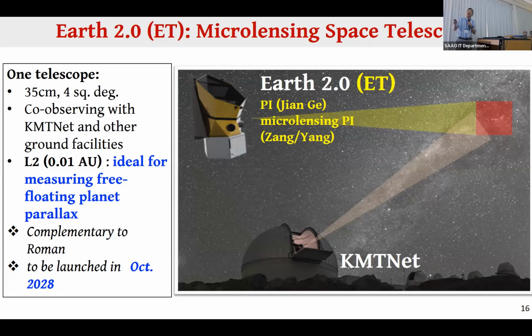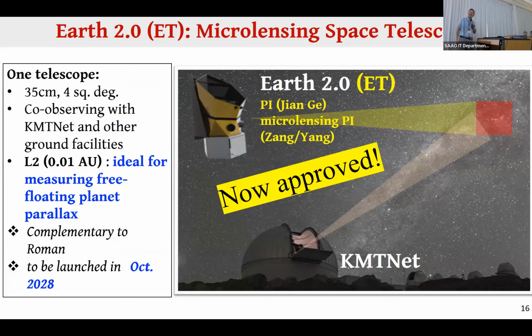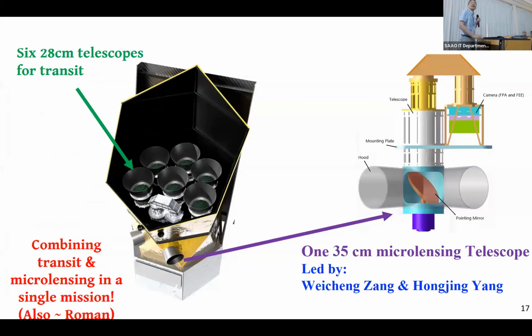So one advantage we have is that we will co-observe with ChemT-Net from space, and it will be at L2. So I want to emphasize this is complementary to Roman, and it's supposed to be launched in October 2028. So compared to the talk I gave last year, the difference is now it's officially approved by the Chinese government. So it will go ahead in the future.